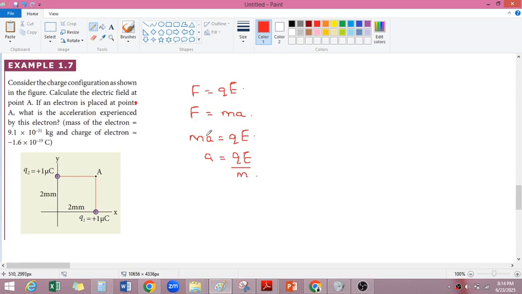Now, is the charge of the electron given? Is the mass of the electron given? The electric field we have to find. So after finding the electric field, you can do this second part. So how to find the electric field? Here there is a 1 microcoulomb, and here there is a 1 microcoulomb. So Q1, this, what do you mean by electric field?